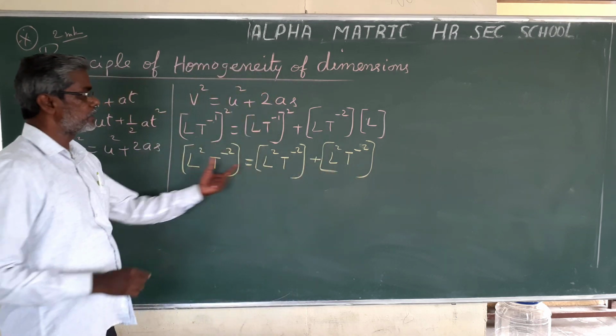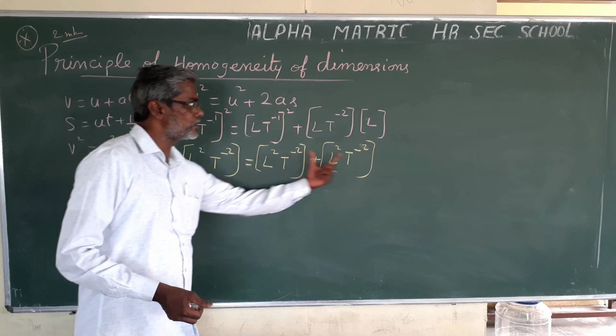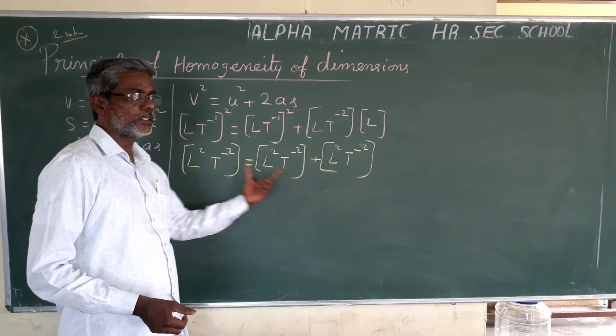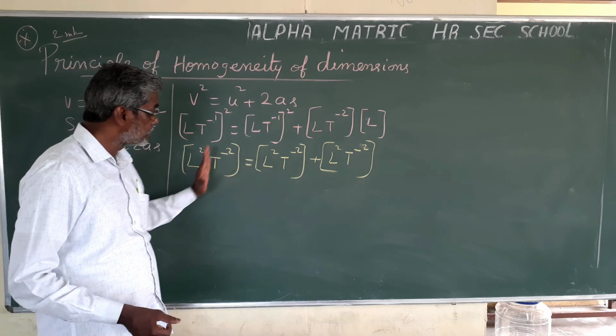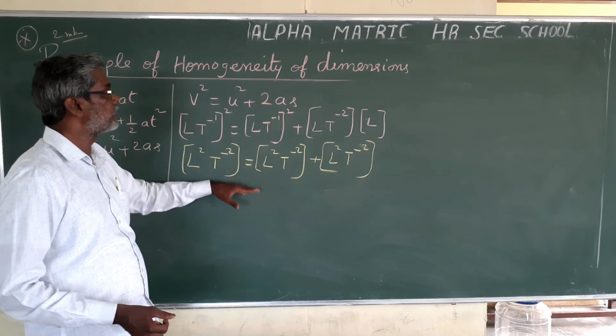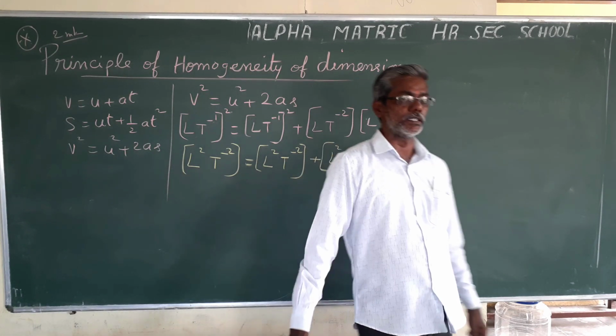Now, in this physical expression, this is one term, this is one term, this is one term. You see all the terms are the same in dimension. All the terms in a physical expression should have the same dimension. Then we can call it the principle of homogeneity of dimensions.